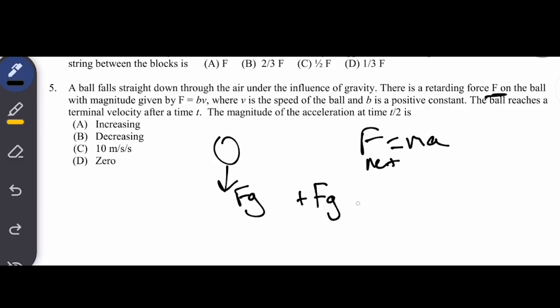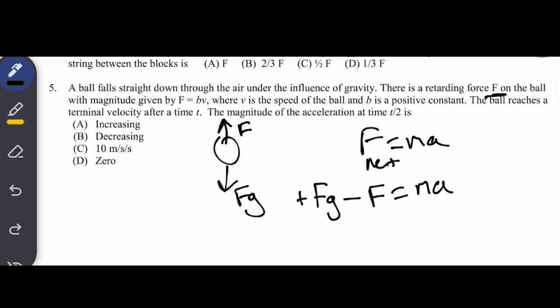So positive force gravity, and here we have our retarding force, which is a force acting against the motion, trying to slow down the object. Since it is trying to slow the object down, it acts in the opposite direction, meaning it's going to be minus F, and it's going to be equal to m times a.